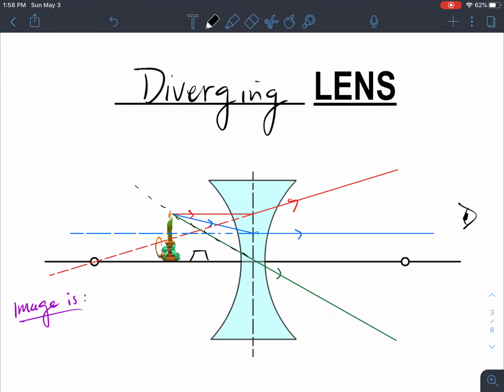Okay, here's the base of the candle. Here's the candle. Here's the flame. Okay, so this diverging lens, very similar to the example with the converging lens inside the focal length. This is a virtual image. It is right side up, and it is smaller. Okay, so this diverging lens creates a smaller image as it spreads those light rays outward.